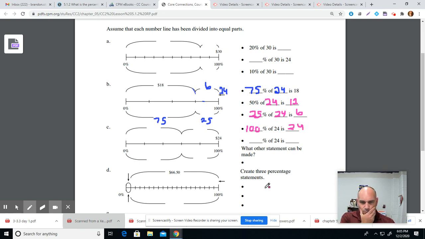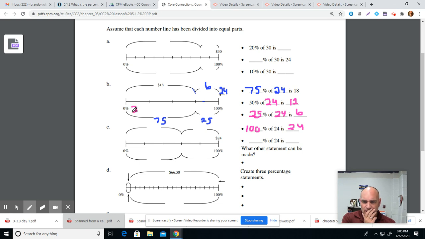All right, I need one other one. Boy, I don't know. Have I used everything up already? I think I have. So I did 50, I did 75, I did 100, I did 25. What haven't I done? 25, 50, 75, and 100. Oh, wait. Oh, yeah, this does go with it. How about we do this?